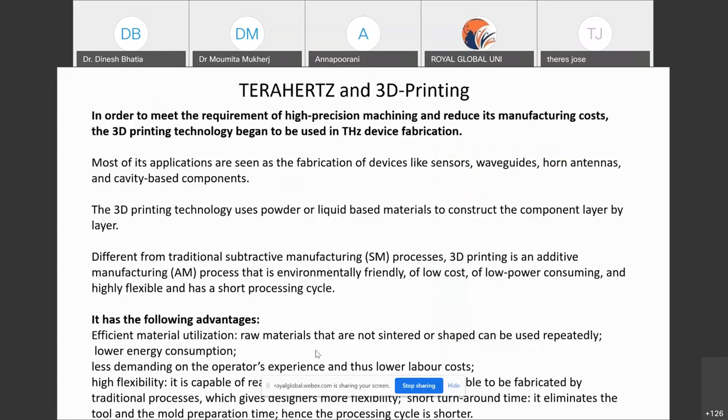So terahertz and 3D printing: earlier you will find millimeter wave antenna applications where people have already used 3D printing, but in the case of terahertz, it is probably very new results, and that is why we have published in IEEE Transactions. Most of the applications are seen as fabrication of devices like sensors, waveguides, horn antennas, and cavity-based components. In our case also, we have developed a sensor and waveguide coupling. 3D printing uses powder or liquid, as I have already shared. Different from the traditional subtractive manufacturing process, 3D printing is an additive manufacturing process, and that is environmentally friendly, low cost, low power consuming, highly flexible, and has a short processing cycle.